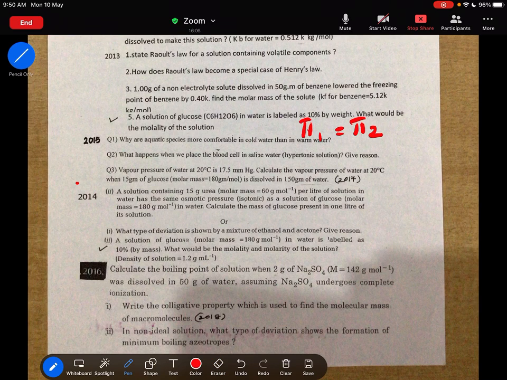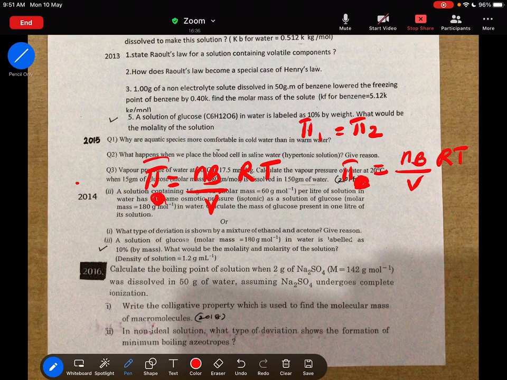I'll explain by taking the equations. Pi is equal to NB upon V, so pi V is equal to NBRT. Pi 1 and pi 2 are both the same, because they are telling us the same osmotic pressure. So that side also is NB upon V RT. Pi and pi are the same, and the volumes are the same. So I'm equating these two equations: V same, R same, T same. The only difference is NB1 and NB2, one of urea and one of glucose. So here NB1 is equal to NB2.